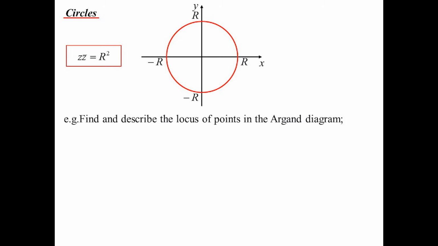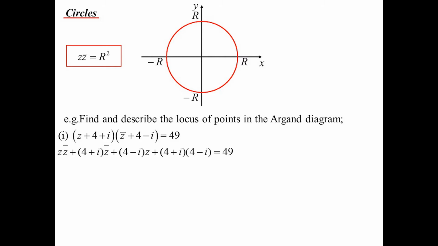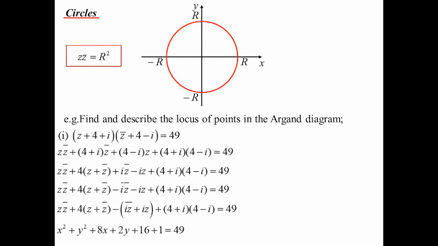So all right, let's try some of this. Find and describe these loci. |z + 4 + i| = 49. Now, if we don't recognise it straight away, let's turn it into coordinate geometry. If I play with the conjugates first and expand out, I'll get z times z conjugate, 4 plus i z, 4 minus i z, 4 plus i, 4 minus i equals 49.